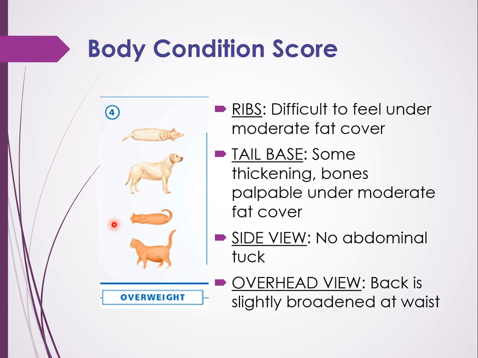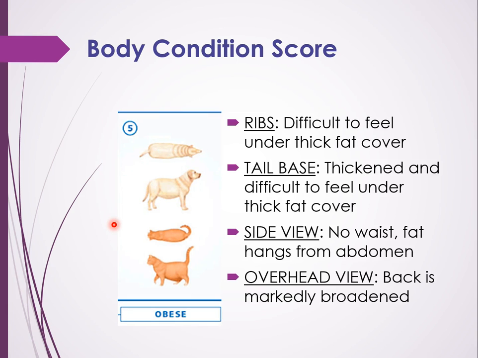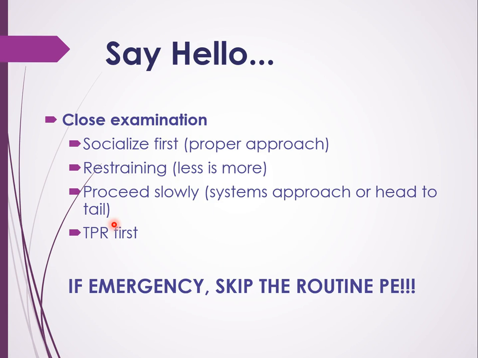All right. So this is score 4, which is overweight, as you can generally appreciate just by looking from far. No abdominal tuck at all. It can be straight or it can be just a slight bulge. Right? And then this is obese. All right, so no waist at all. You can actually see fat hanging from the abdomen, and then it's very difficult for you to feel the ribs when you do your palpation. Okay. So that's about distance examination, what things that you can see from a distance.